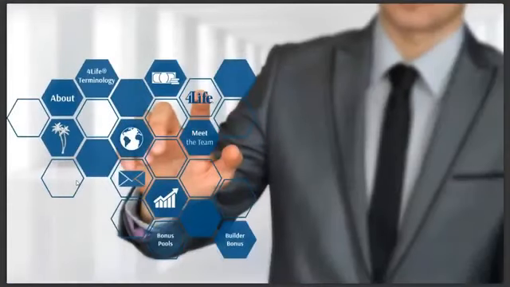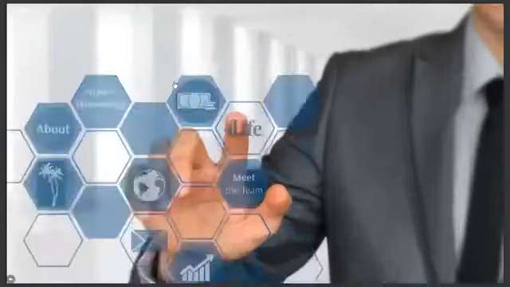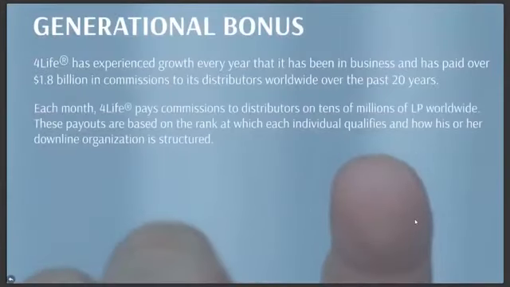Awesome. So now that we've covered some of the terminology, I think you guys are ready to dive into the compensation plan. So let's go ahead and get started with that. 4Life has experienced growth every year that it's been in business, and we've actually paid over $1.8 billion in commissions to our distributors worldwide over the last 20 years, which is amazing. And every single month, actually, 4Life pays commissions to distributors on tens of millions of LP worldwide. And these payouts are based on the rank at which each individual qualifies.